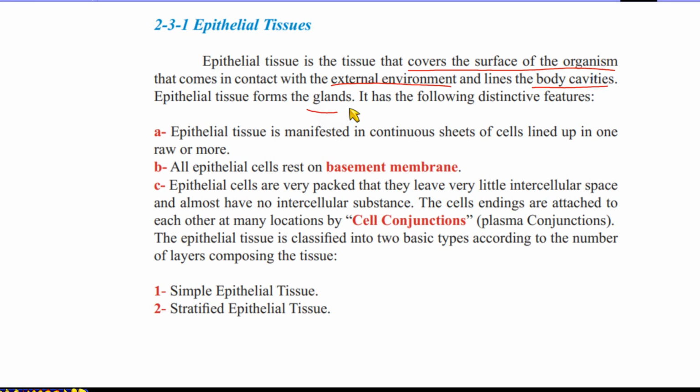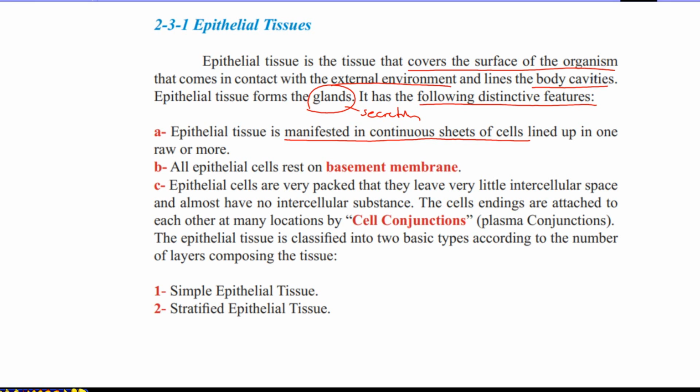In some parts of the body, epithelial tissue can form glands to be involved in the function of secretion. There are some features which make epithelial tissue different from other tissues. The first one: epithelial tissue is arranged in continuous sheets, like all the skin of the human body, from the tip of the tooth to the top of the head, all covered with epithelial tissue.